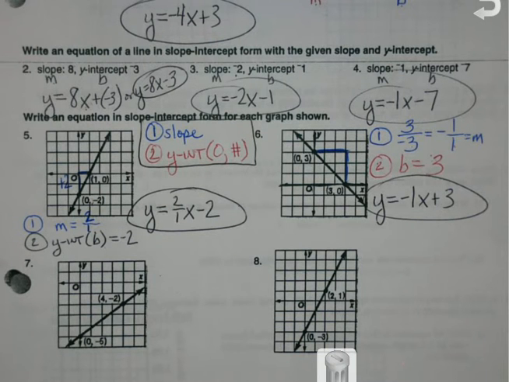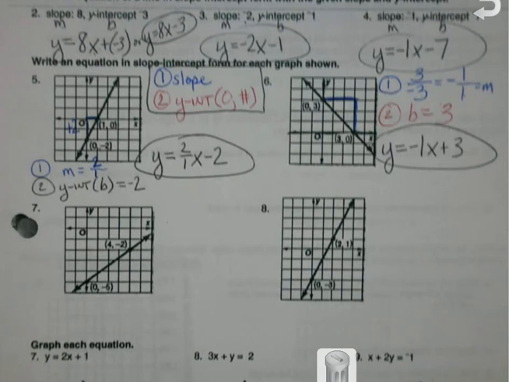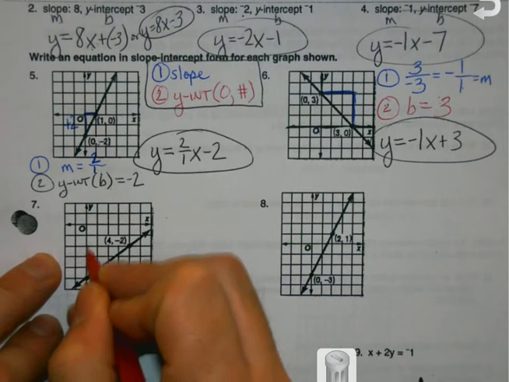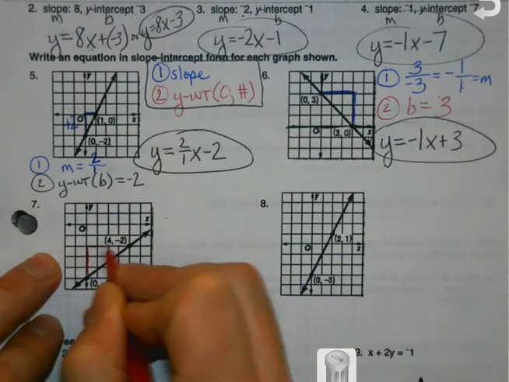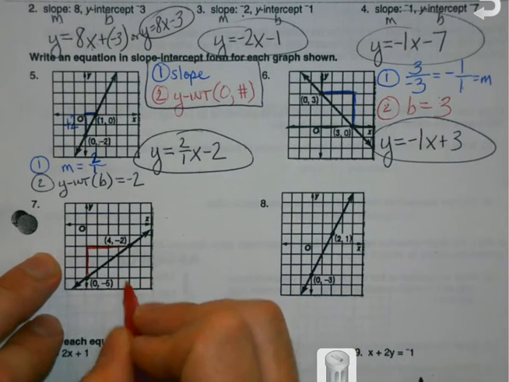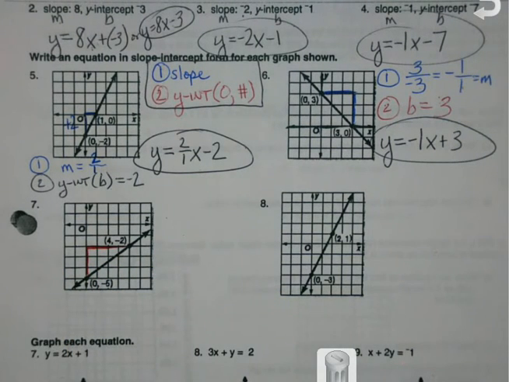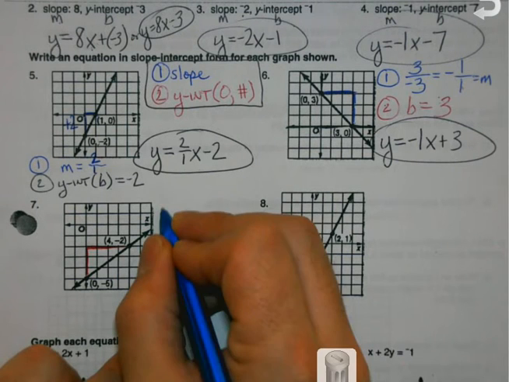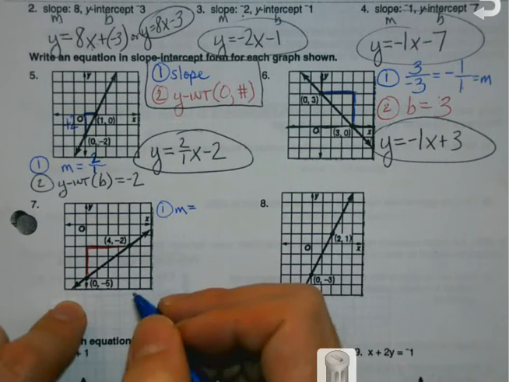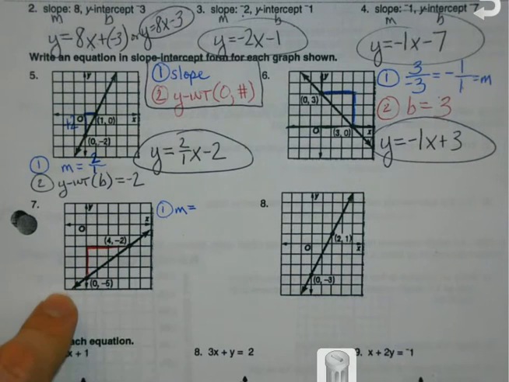All right, let's play with one more of these here. Let's try out number 7. All right, I'm going to find my 2 dots here. We've talked before about how it doesn't matter if I go up and over or down and over. I'll end up with the same answer at the end. So let's see. My slope. What is my slope for this one if I count up and then over?